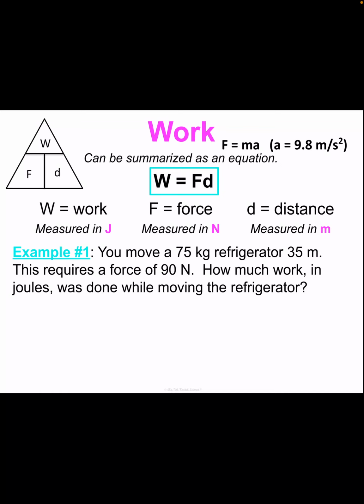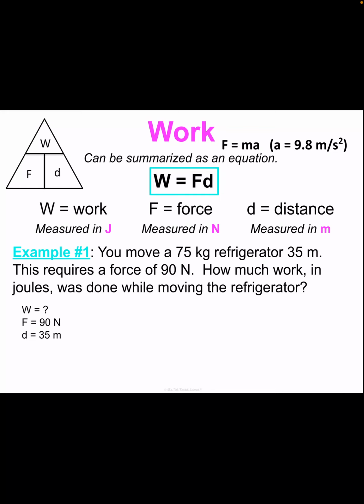So we always want to start with writing down what we know, what's our unknown, what we are trying to find out. So it's asking me for work, so I know it's going to involve this equation here, so I'm going to worry about these letters. So W equals question mark because I don't know my work yet. My force is 90 newtons. Now, the 75 kilograms, remember that's a mass, but I might not even need that in this problem. And my distance is 35 meters.